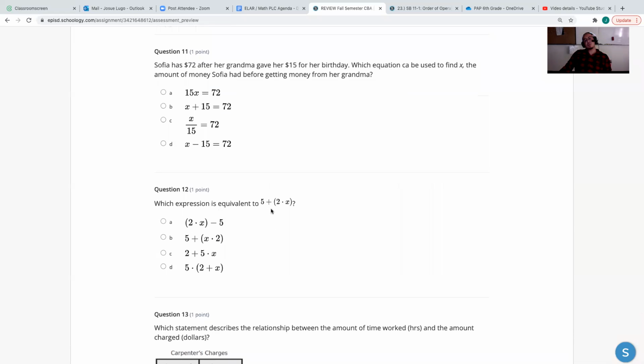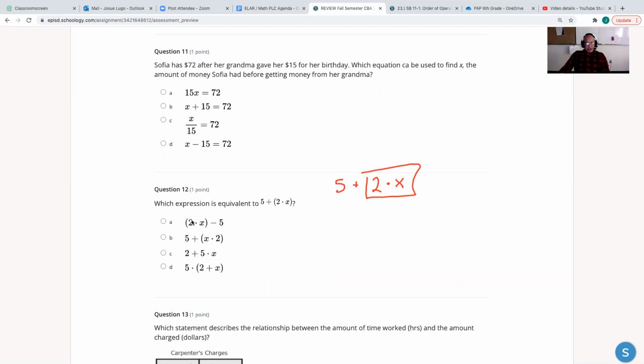12. Which expression is equivalent to 5 plus parentheses 2 times x? It's interesting that they put 2 times x inside the parentheses because even without the parentheses, ladies and gentlemen, if I follow the order of operations, I can see that I would still have to do the multiplication first. But regardless, let's see which one over here they have us multiplying 2 and x and then adding 5 to that.